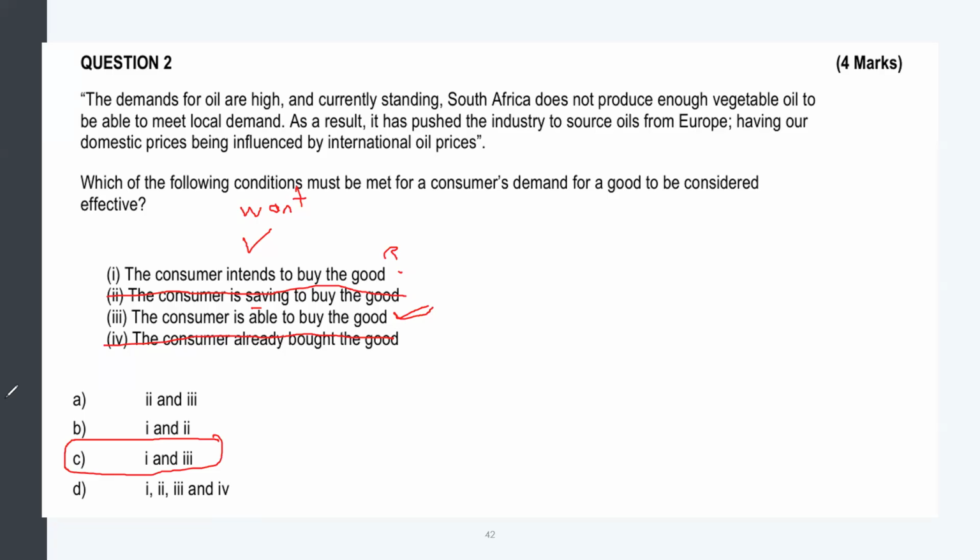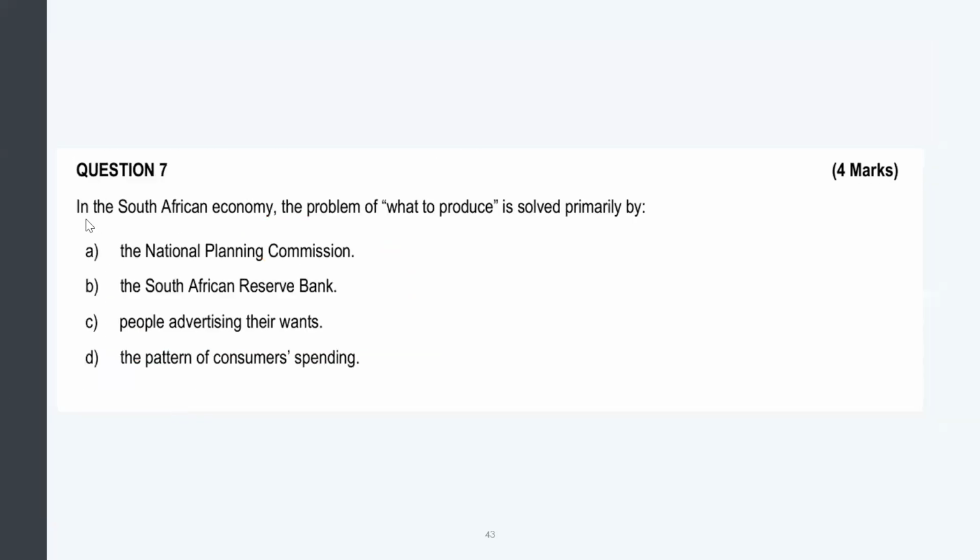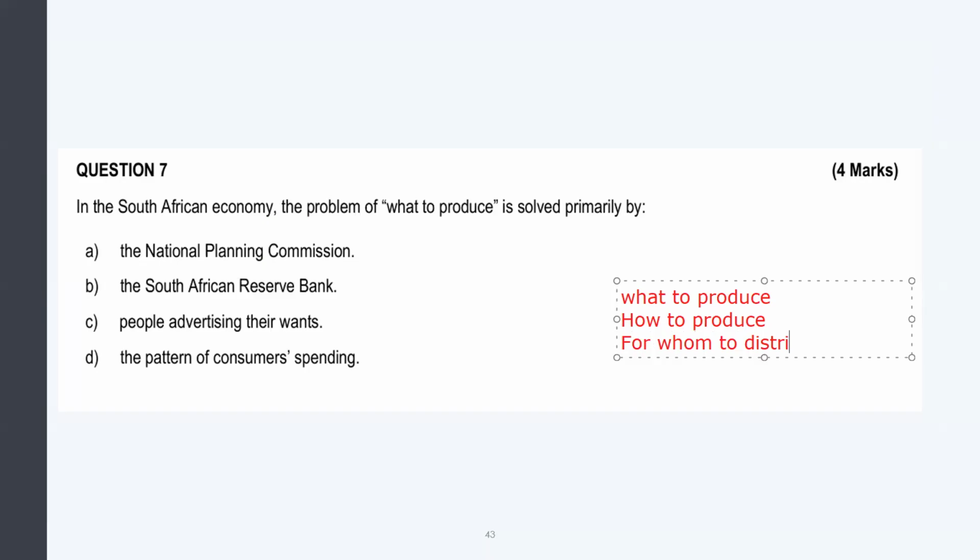Let's look at another one. In South Africa's economy, the problem of what to produce. Now, remember the three economic questions. We said it's what to produce, how to produce, and for whom, to whom to distribute. So those are the three economic questions. So in South Africa, the problem of what to produce, how is it solved?